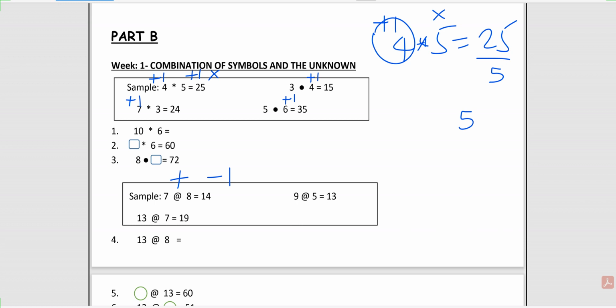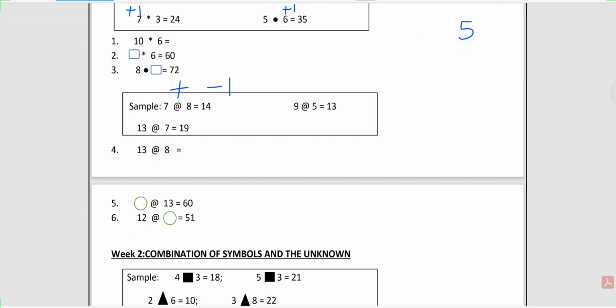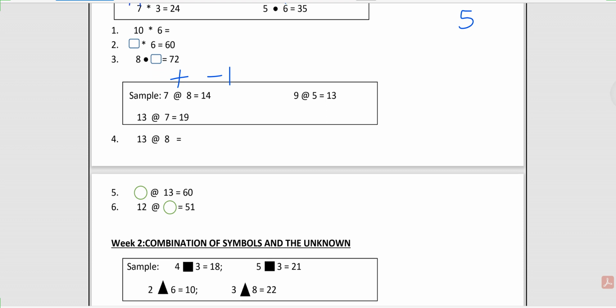So 7 plus 8, 15, minus 1, 14. 9 plus 5, 14, minus 1, 13. 13 plus 7, 20, minus 1, 19. So that is what you do. So whatever you do, if you're looking for anyone, all you just need to do is to add 1 to the answer before you solve. So that is what we do for that sample. So with that, I believe we should be able to solve 4, 5, and 6.